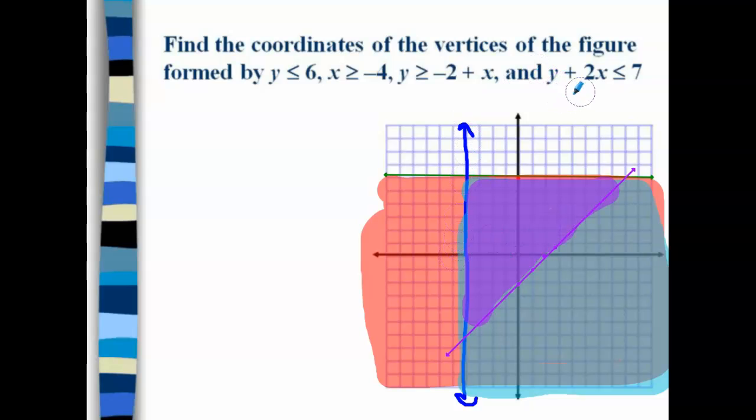And then last we have y plus 2x is less than 7. So we'd have to subtract over that 2x to get this in y equals mx plus b form. So we'd have y is less than or equal to negative 2x plus 7. So plus 7 is my y-intercept.